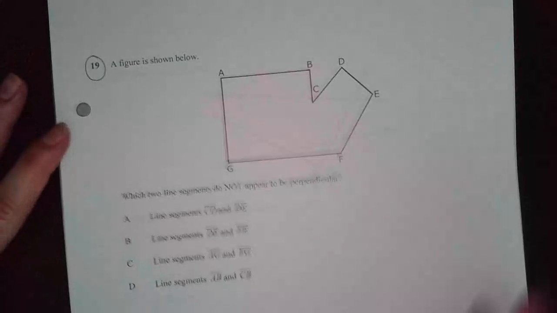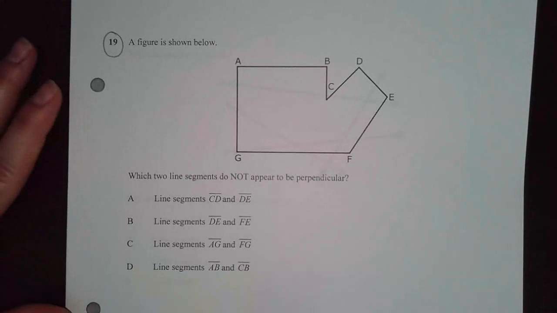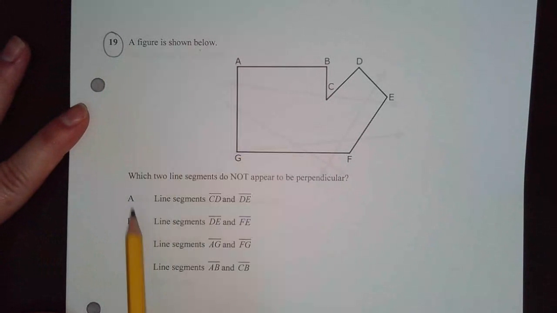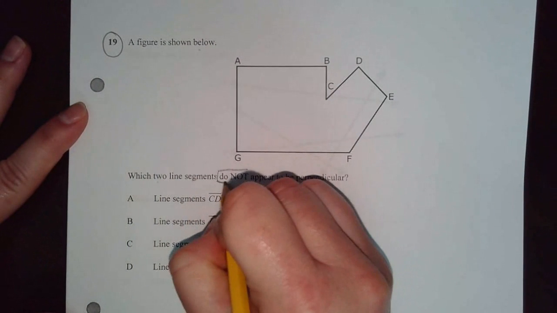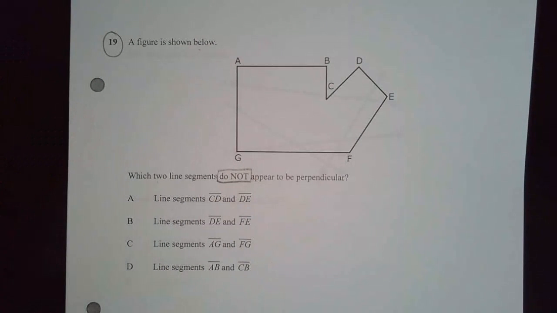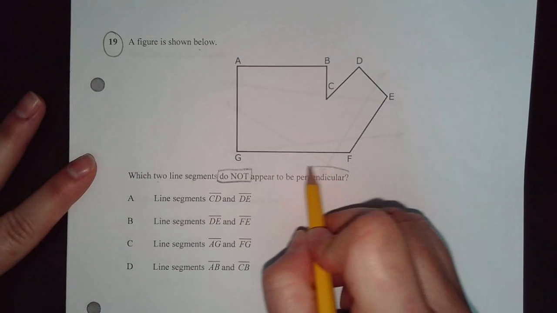All right, the next one I want us to look at is number 19, geometry. A figure is shown below. Which two line segments do not appear to be perpendicular? If it's a not question, you must use T's for true and S for false.